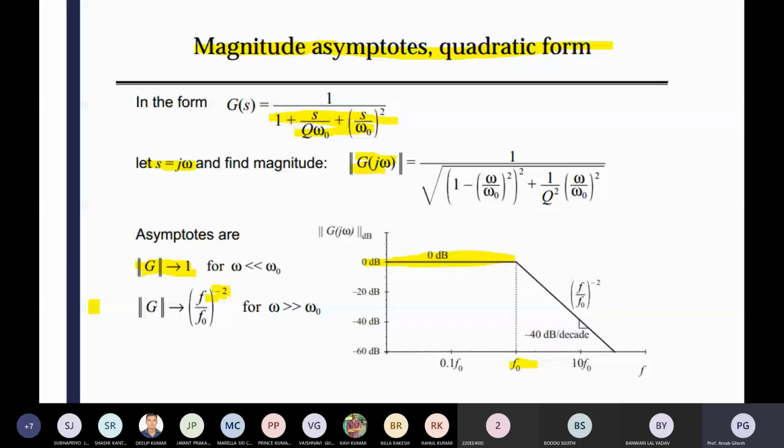Now what happens after that? You can see it is f by f0 to the power minus 2. Initially for the first order system it was minus 1, and for the second order system it is minus 2. So due to the minus 2, it is 2 into minus 20 dB per decade. Basically it is a pole, so due to the pole it is minus 20 dB per decade, and f by f0 to the power minus 2. Okay, it is coming like that. So this is the frequency response, mod G of j omega in dB.